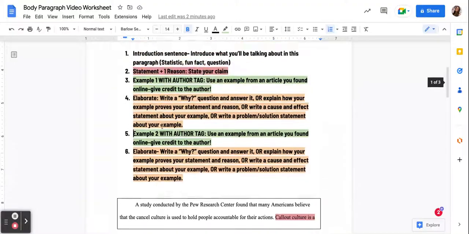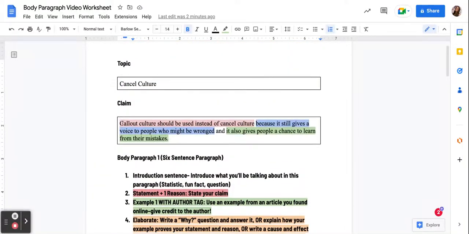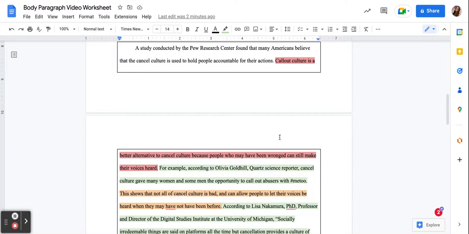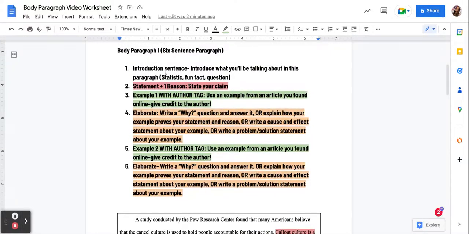When you are finished with your first body paragraph, you can move on to the second. Remember, the second one is going to be based off of your claim and your second reason. So for me, this would be pink and green. Make sure that you are putting that claim sentence as the second sentence in your paragraph, so that I know what your paragraph is going to be about. Please make sure that you are following this outline.